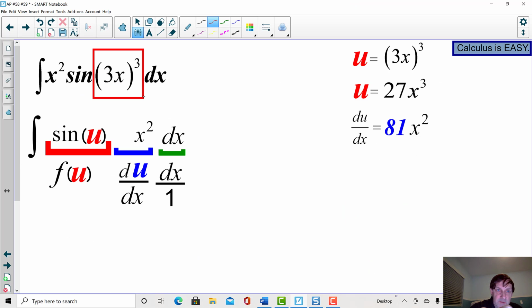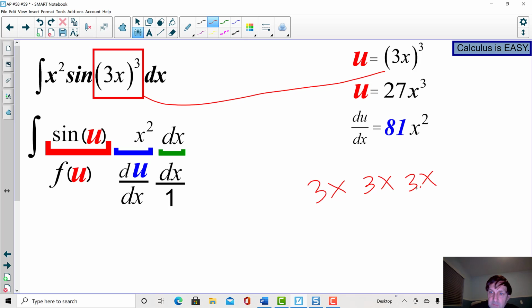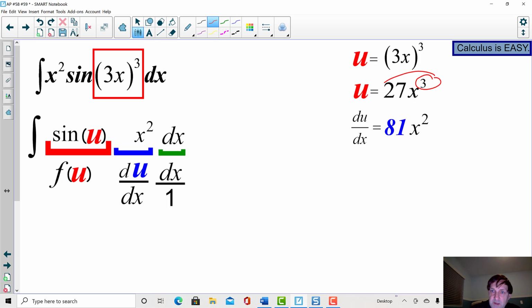Okay, for this one, we're going to choose everything in that box for the u. So that's kind of like 3x times 3x times 3x. So you can see we have 3 times 3 times 3 gives you 27, and x times x times x gives you x to the third. Now if we do the derivative, the 3 comes down, you get 81, and your new power is 1 less. So your new power is x squared.